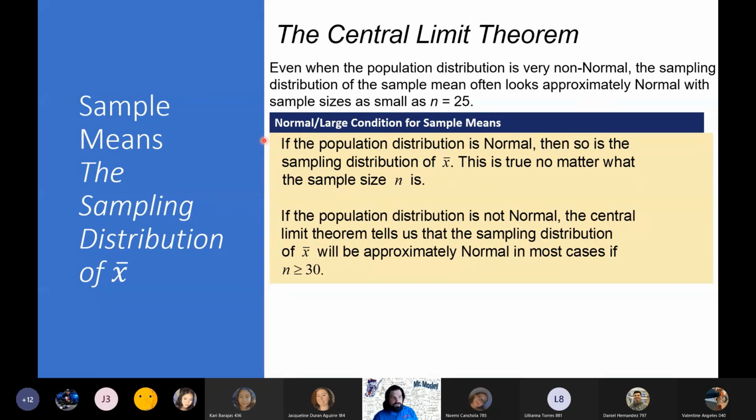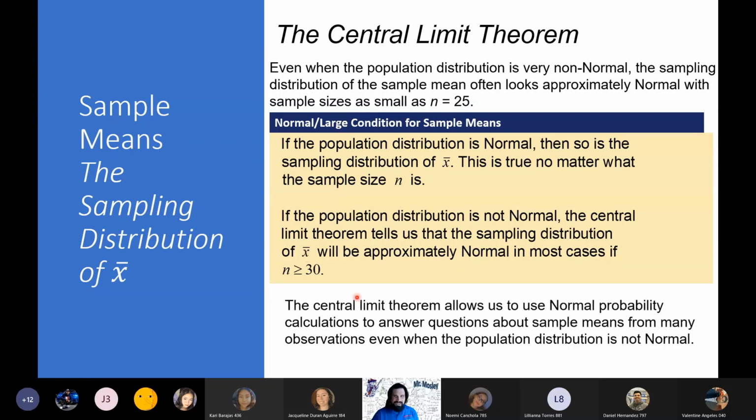If the population distribution is normal, then so is the sampling distribution of x bar. This is true no matter what the sample size n is. If the population distribution is not normal, the central limit theorem tells us that the sampling distribution of x bar will be approximately normal in most cases if n is greater than or equal to 30. So the sample size being greater than or equal to 30 is our large enough demarcation.